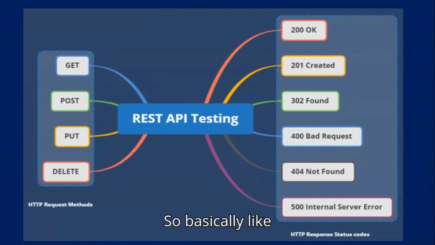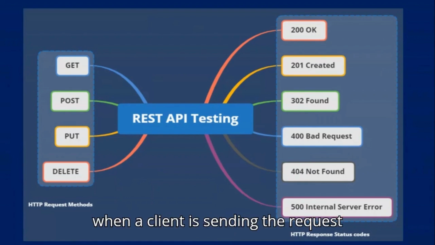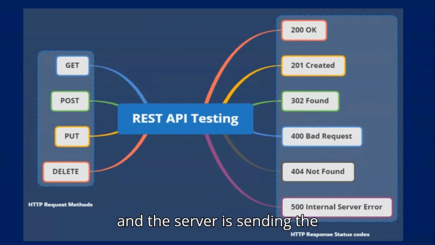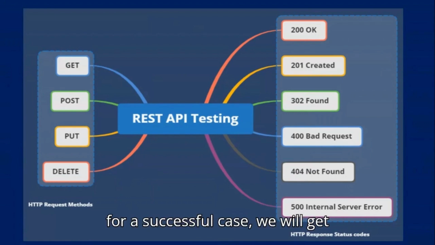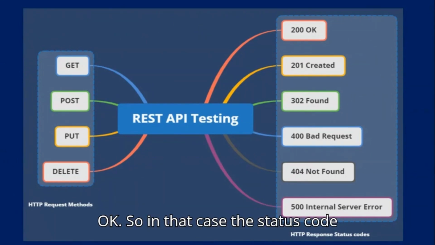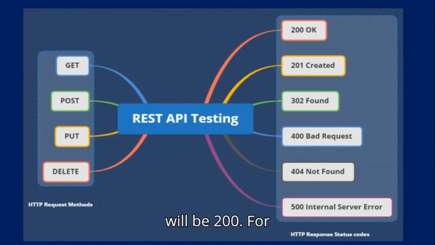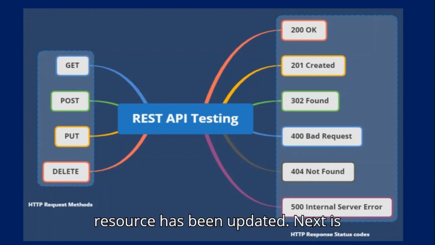When a client is sending the request and the server is sending the response using the HTTP protocol, what kinds of status codes will be returned? For a successful case, we will get OK, and in that case the status code will be 200. For post or put methods, if we get the status code 201, it means created, so the resource is created or the existing resource has been updated.